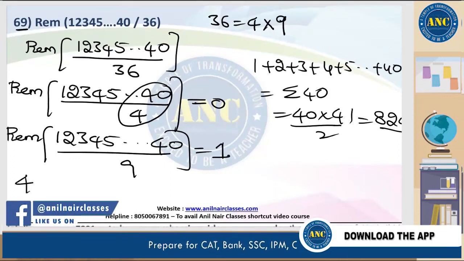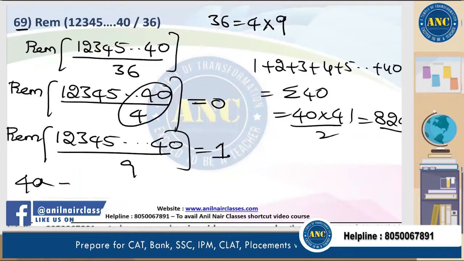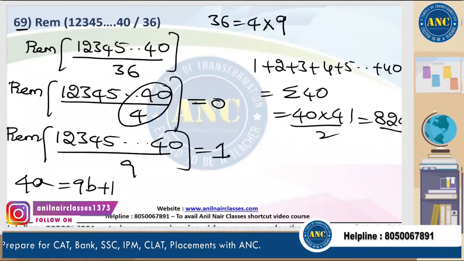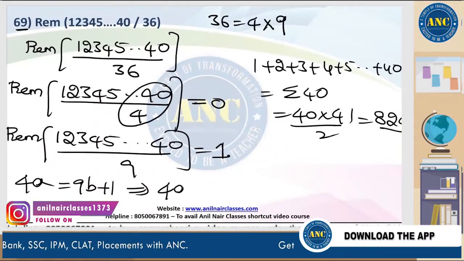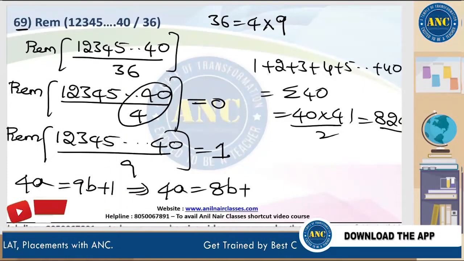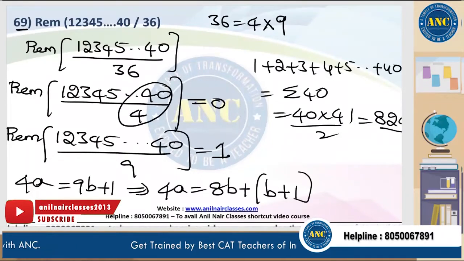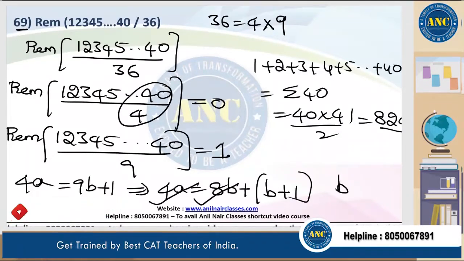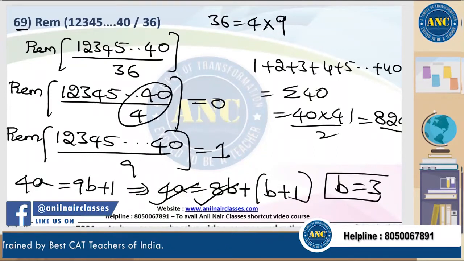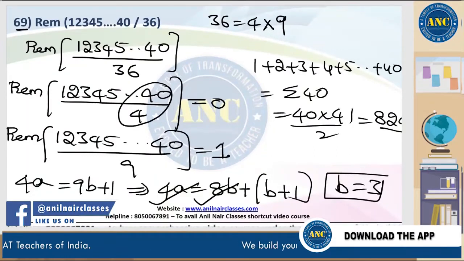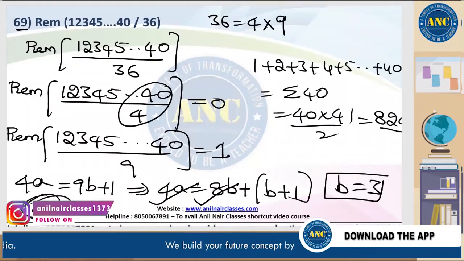So first it is perfectly divisible by 4. Next it is 9b plus 1. So 4a is equivalent to 8b plus b plus 1. Divisible by 4, divisible by 4, so 4b value is 3. So 27 plus 1, answer is 28.